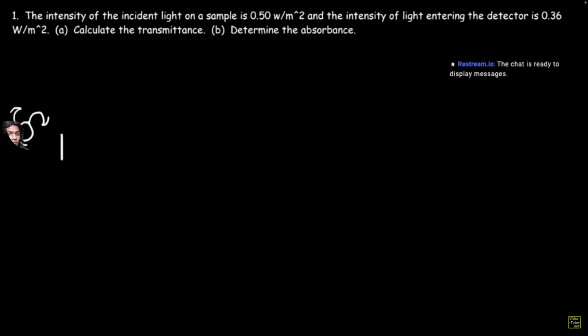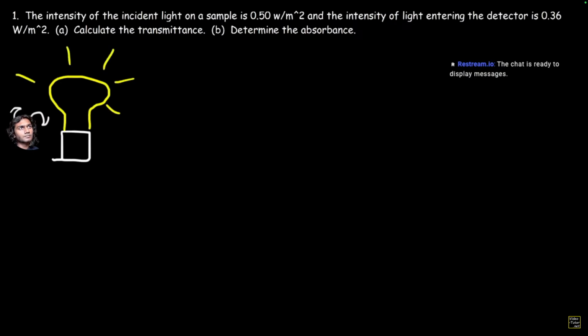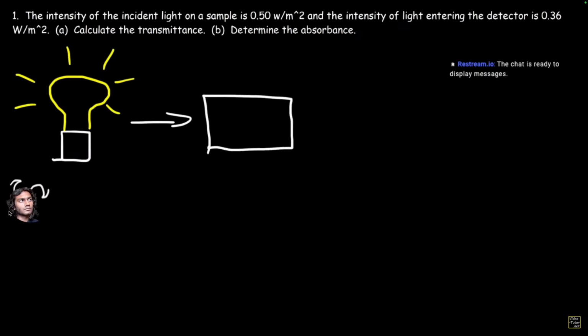So let's draw a picture. First we have some sort of light source. Let me draw a better light bulb. It emits all types of light with different wavelengths. That light passes through a monochromator, which could be basically a prism or grating, and this device selects a wavelength.